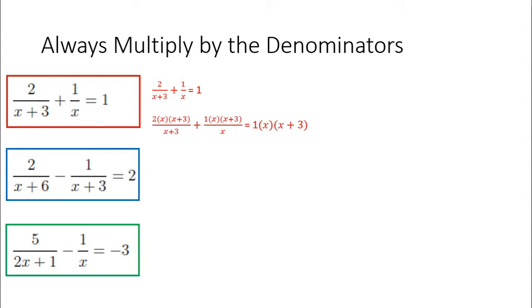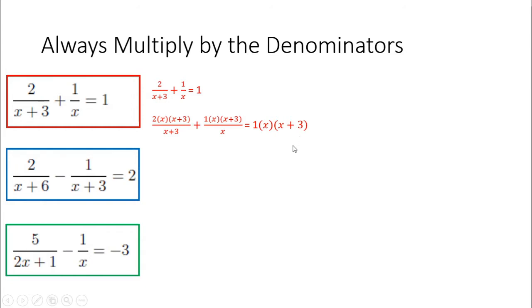See, I multiply the first fraction on the top by x and x plus 3. I multiply the second fraction on the top by x and x plus 3. And I multiplied the other side, which keeps this as a balanced equation, by x and x plus 3.